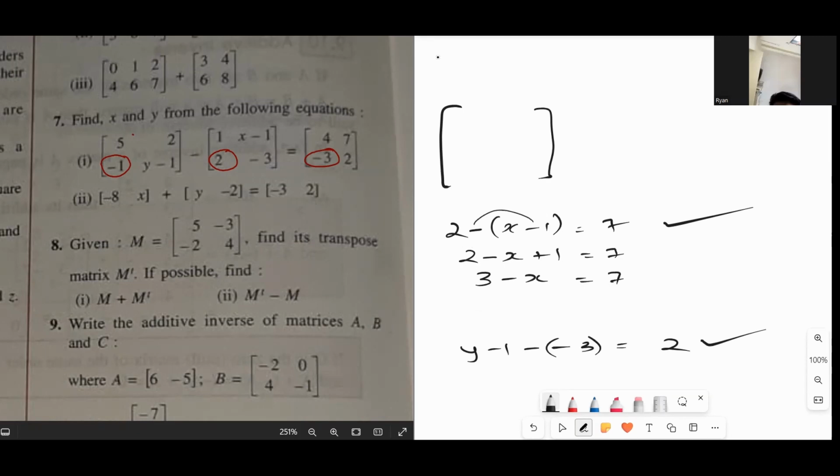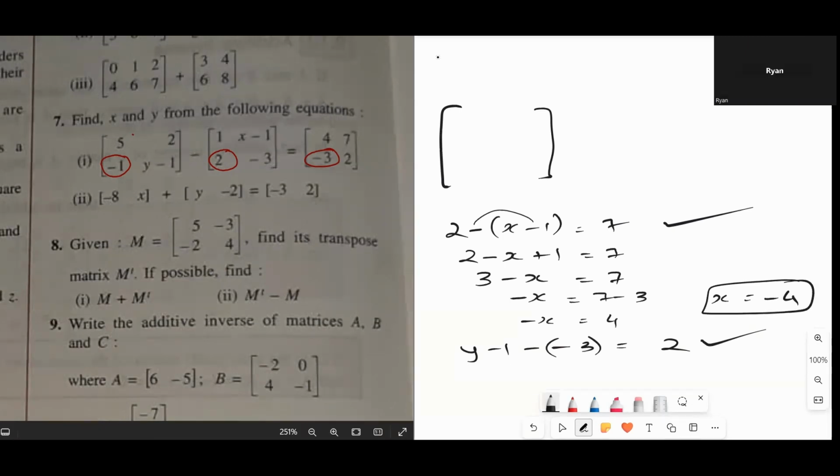Now we need to find x. So minus x is equal to 7 minus 3. Linear equations. Okay. So minus x is equal to 4. That means x is equal to minus 4, because minus x is 4. So x will be minus 4.